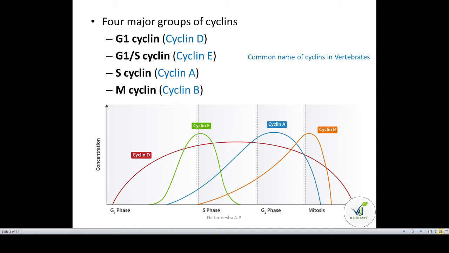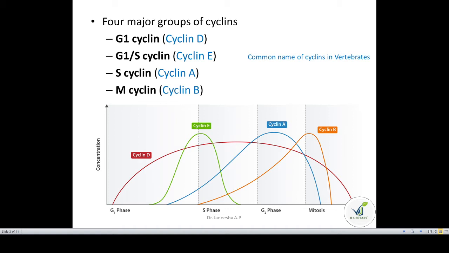But in the middle of the G1 phase, another cyclin is developed and it attains its maximum concentration in the transition between G1 and S. That is the G1/S cyclin, or cyclin E. Then during the S phase, cyclin A or the S cyclin attains its maximum concentration, whereas in M phase, that is the mitosis stage, cyclin B or the M cyclin is at higher concentration.